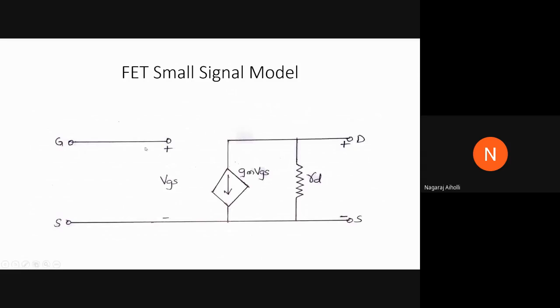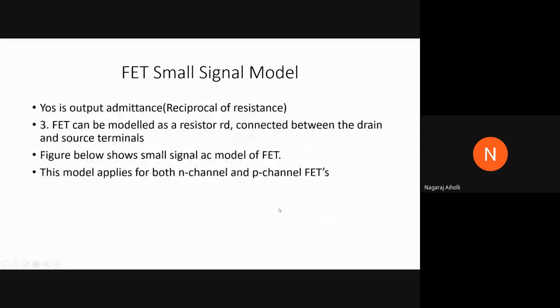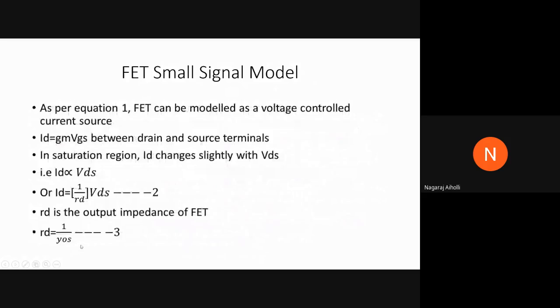As I told, between gate and source terminals there is high input impedance, and it is modeled as an open circuit. So it is VGS, whatever gate to source voltage is applied here. Then the drain current is modeled as ID is equal to GM VGS, a drain current ID flowing between drain and source. Then the output resistance RD, the drain resistance RD, is connected between drain and source, that is RD is equal to 1 upon YOS. So here it is written ID is equal to 1 upon RD into VDS, or RD is equal to 1 upon YOS. Fine, students.